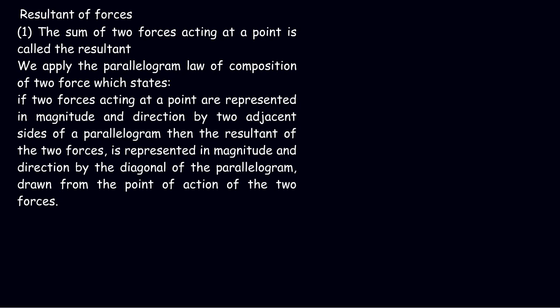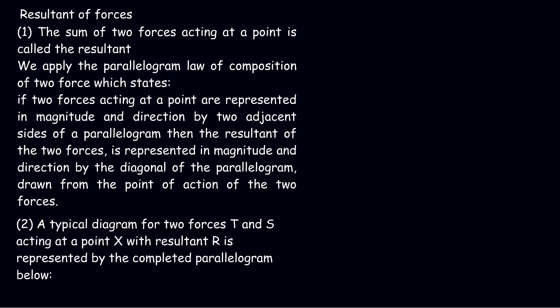Now basically, if we have two forces, the resultant will be a straight line drawn from the point where the two forces meet. That is, it will look more like the diagonal of a parallelogram. We complete our parallelogram and we use our normal geometric formula to get our resultant. Now, a typical diagram for two forces T and S acting at a point X with resultant R is represented by the complete parallelogram as shown on the screen.